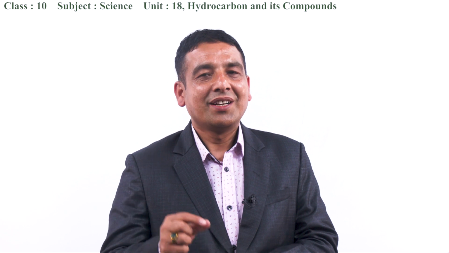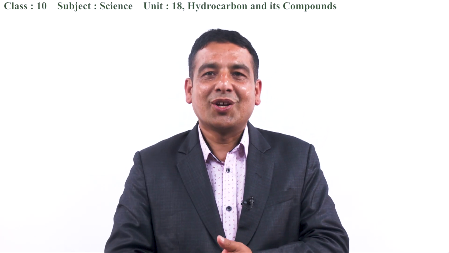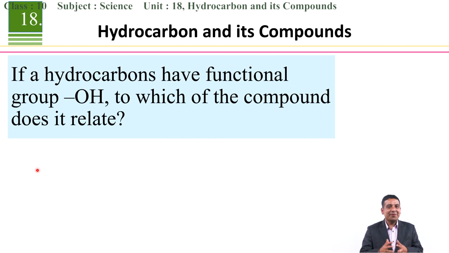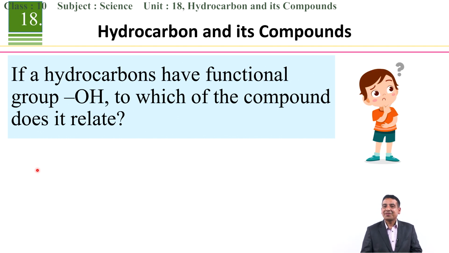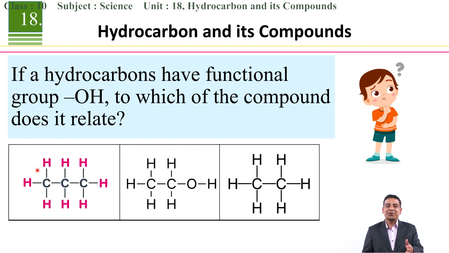I think you all have attended the previous class. In the discussion of the previous class, we had discussed that there is an OH group in alcohol. Do you remember? I think you remember the term OH in alcohol. So, if an OH group is present in the hydrocarbon, then it represents the alcohol. For this, I have given some compounds over here, so you can compare.